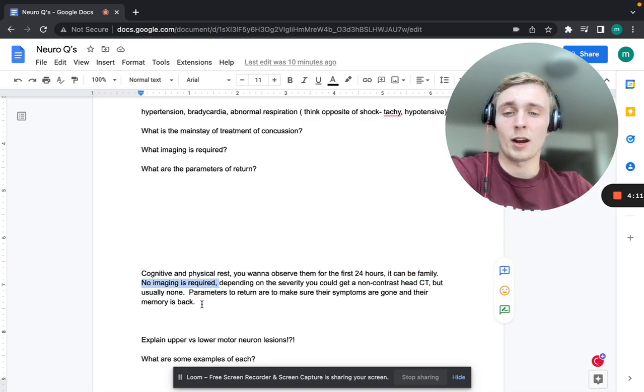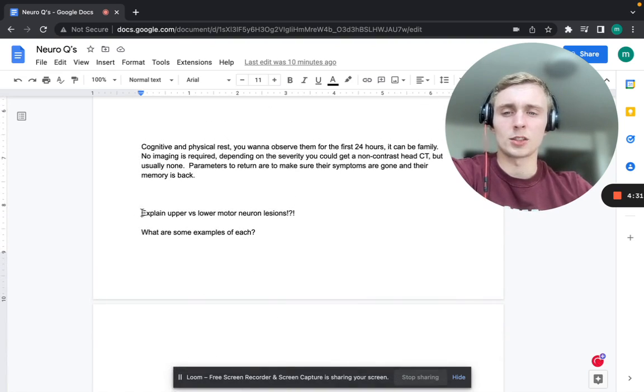So the imaging required is no imaging. No imaging is required unless it's a mechanism where you think a non-contrast CT of the head would be best if it was severe, but no imaging is required. The parameters to return are to make sure their memory is back, as well as their cognitive functioning.